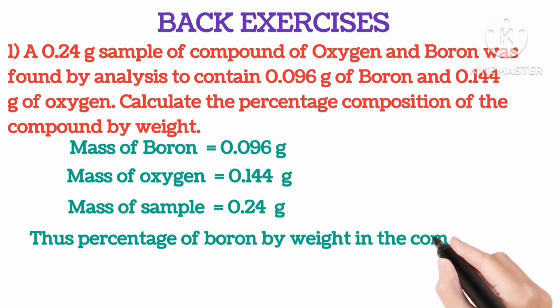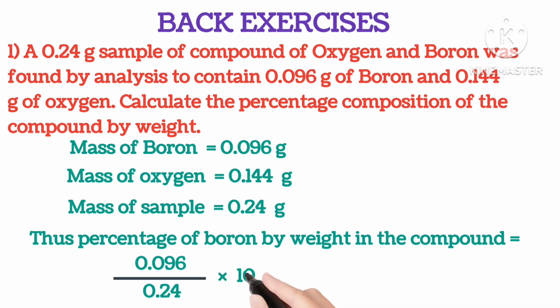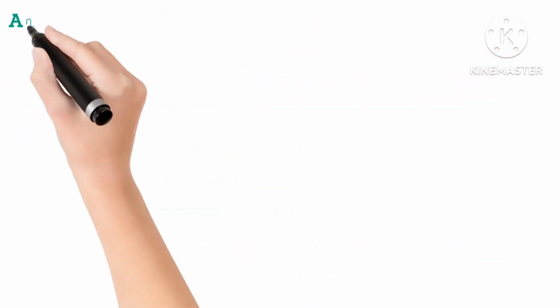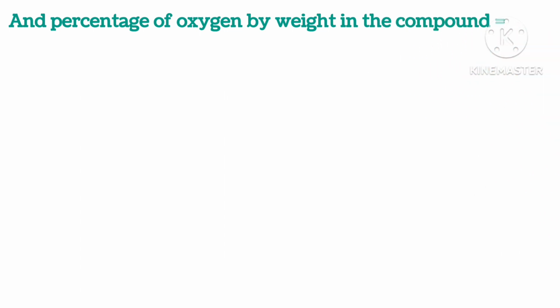Thus the percentage of boron by weight in the compound will be 0.096 upon 0.24 into 100, that will be equal to 40%. Similarly, the percentage of oxygen by weight in the compound will be 0.144 upon 0.24 into 100, that will be equal to 60%.